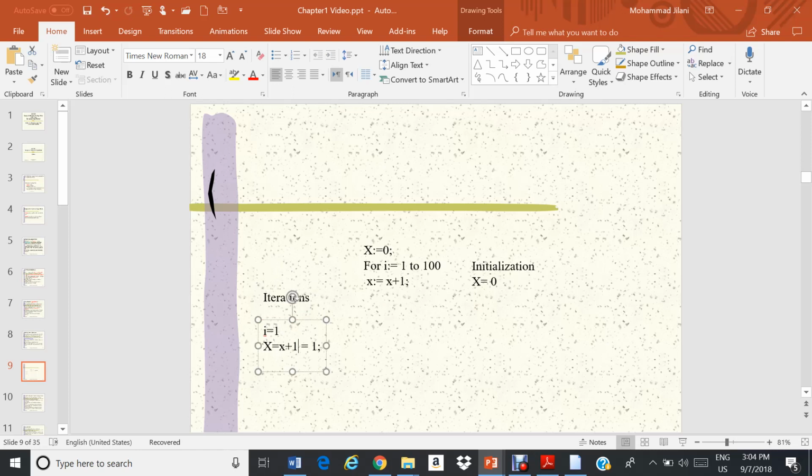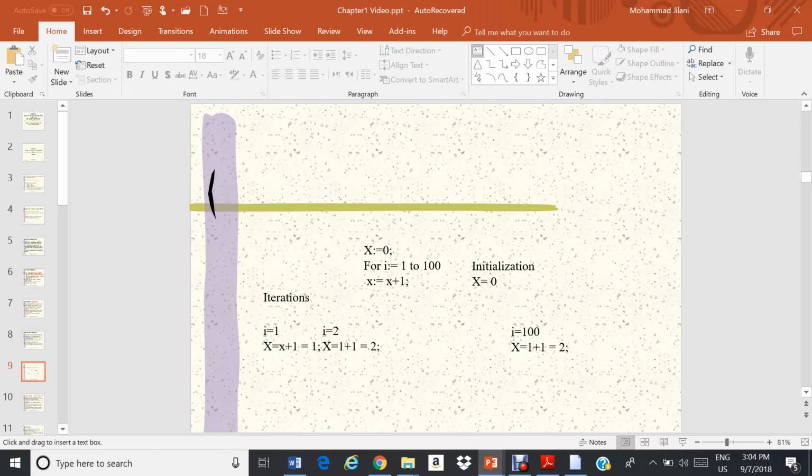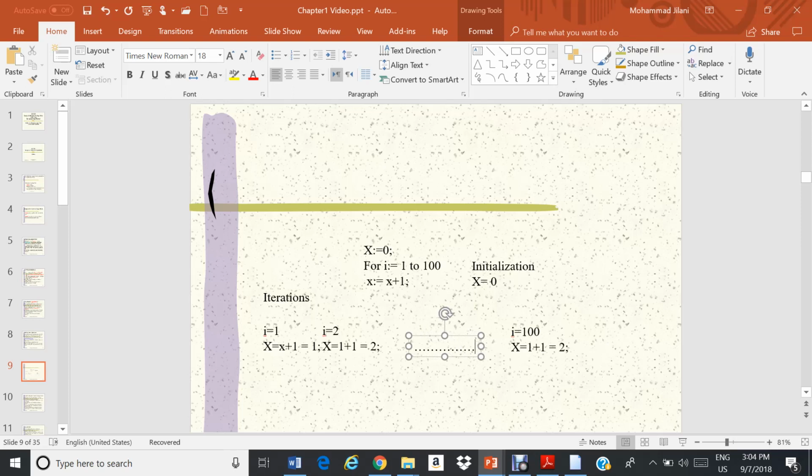So this is iteration number 1, iteration number 2, I equal 2. So now x equal x plus 1. X was 1, now it becomes 2. One more. Keep the iteration all the way until I equal 100, with dot, dot, dot. The last will be 99 plus 1 equal 100. So I just updated my value x starting from 0 all the way to 100, so it becomes 100. These are my iteration 1, iteration 2, iteration n.